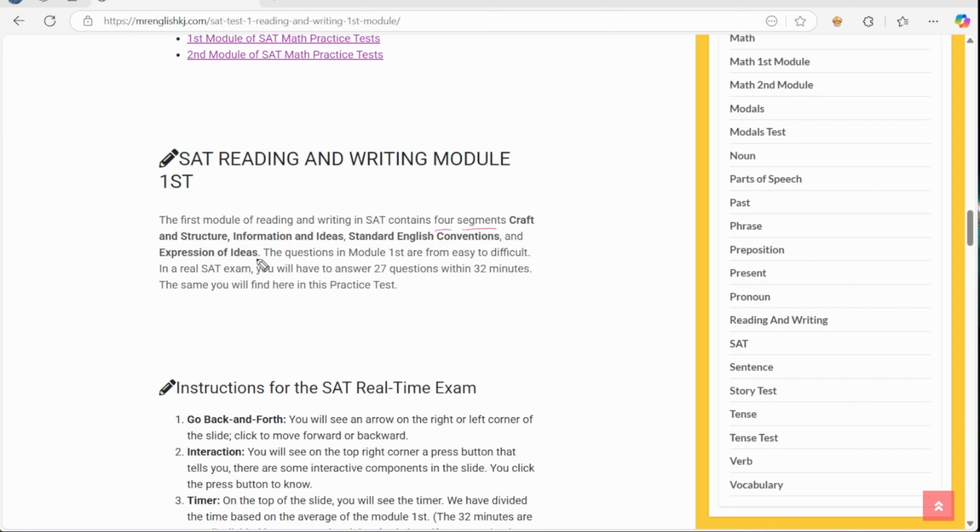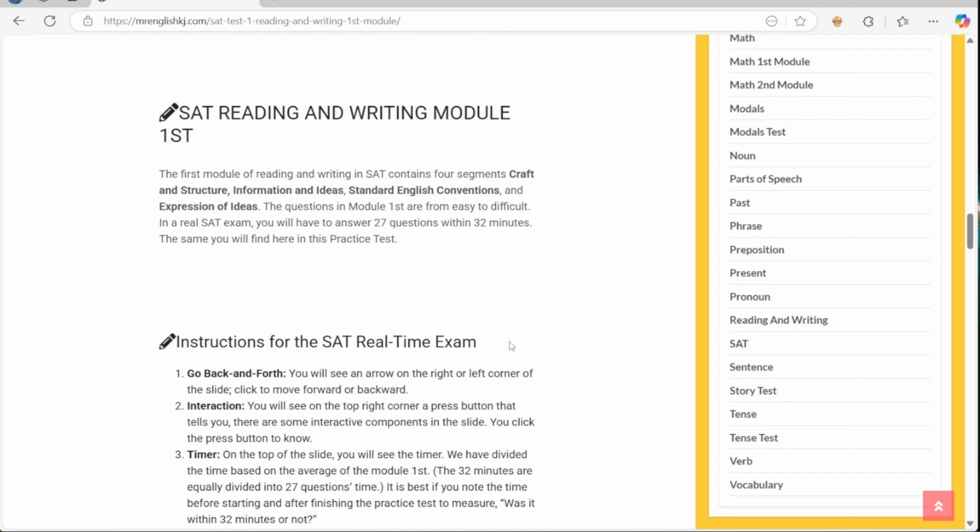This one is telling you about the 4 segments that will come in reading and writing module first: craft and structure, information and ideas, standard English conventions, and expression of ideas. Meaning to say, these are the 4 segments. Based on these segments, you will get all questions. And how many? 27 within 32 minutes. So you get 32 minutes and you have to solve 27 questions within the 32 minutes.